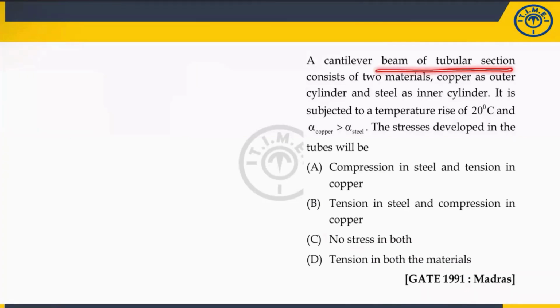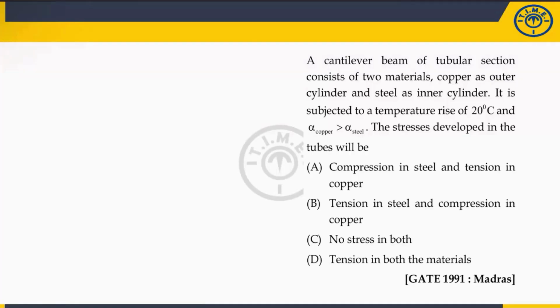Actually, a cantilever beam is there, tubular section. That means it consists of two materials, which is already given. Now, what you have to calculate? There are four options given. You have to identify either the stress developed in the steel as well as copper, either in tension or compression, or there will be no stress. How you will solve this problem? For that, you have to see first whose alpha value is more.